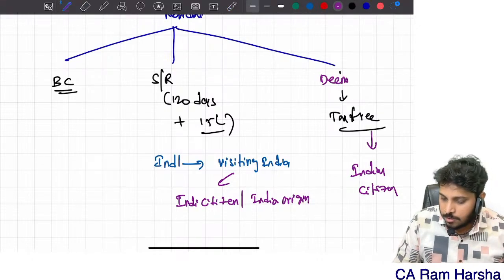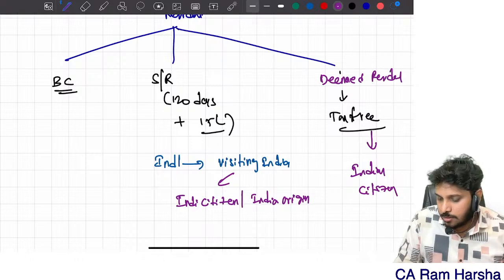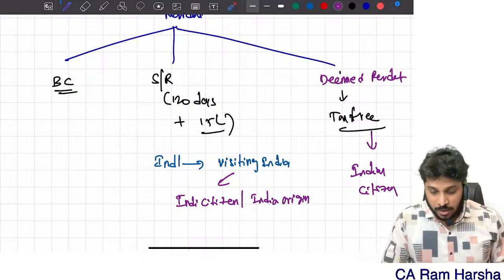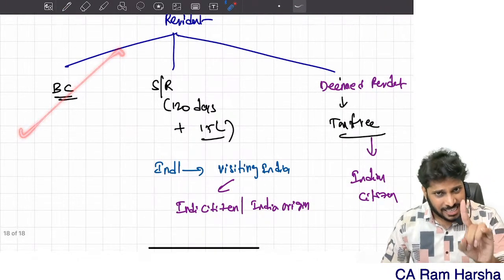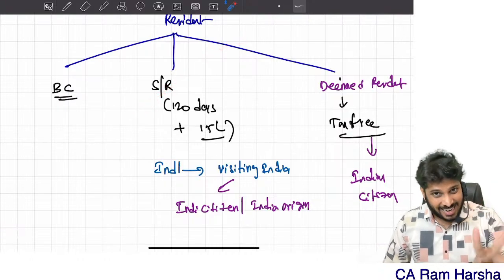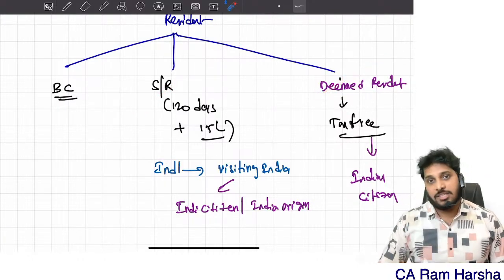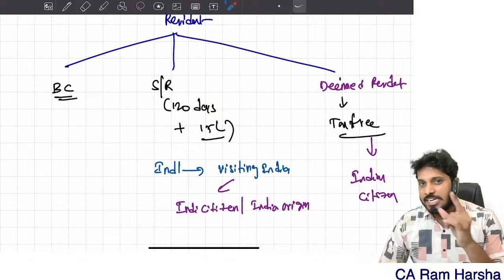So category 3, the deemed resident logic is there, right? Deemed resident. I will write full forms for your understanding. Now, an individual either satisfying category 1 or coming under category 2 or coming under category 3, only then he is a resident in India.